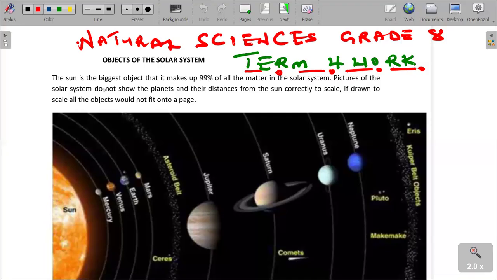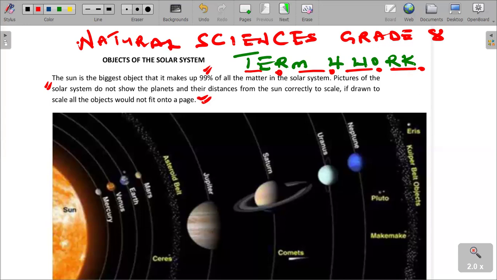The sun is the biggest object, making up 99% of the matter in the solar system. Pictures of the solar system do not show the planets at their distances from the sun correctly to scale. They are not drawn to scale. If they were drawn to scale, all the objects would not fit on a page.